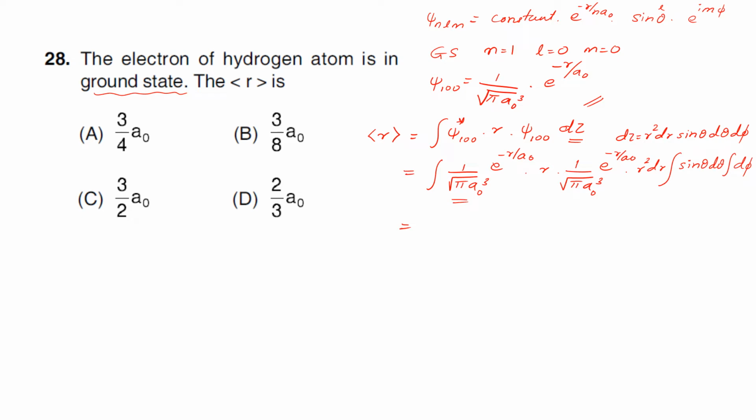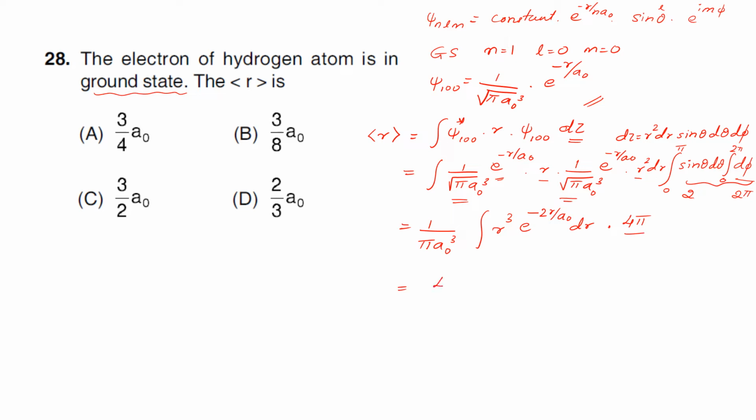Here these are constants, take them outside: 1 upon pi a naught cube, integration of r cube e raised to minus r upon a naught into e raised to minus r upon a naught, that is e raised to minus 2r upon a naught, with respect to dr. The value of the angular part will be 4 pi, because the integral of sin theta d theta from 0 to pi is 2, and the integration of d phi from 0 to 2 pi gives 2 pi, so the total will be 4 pi.